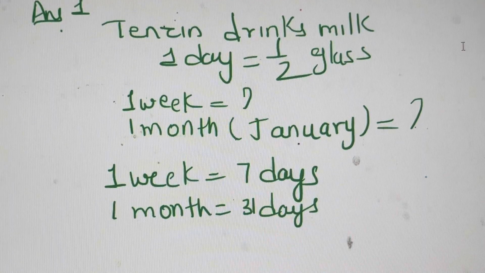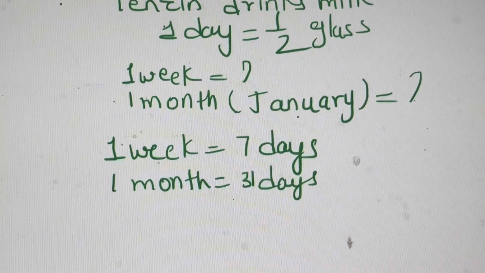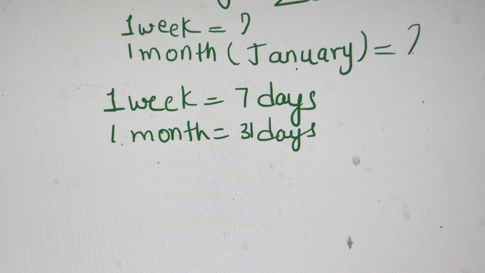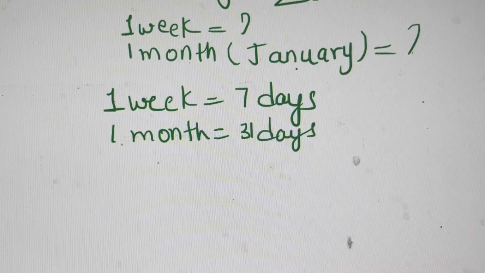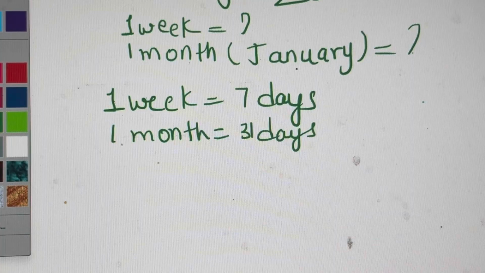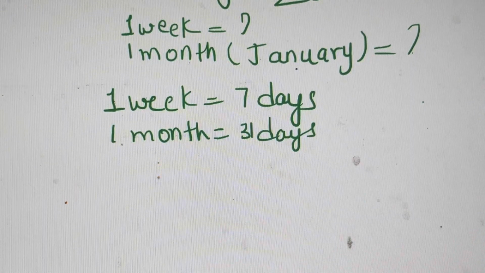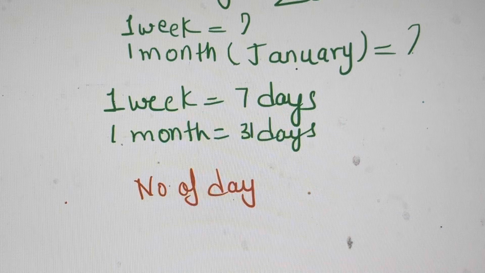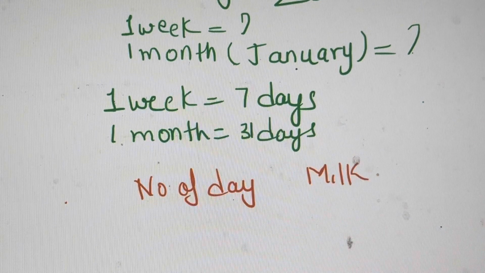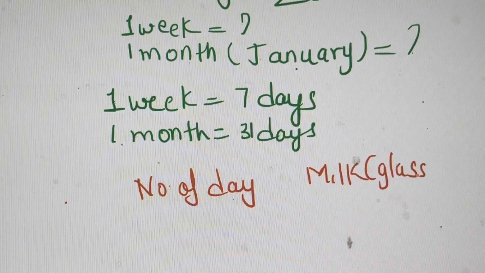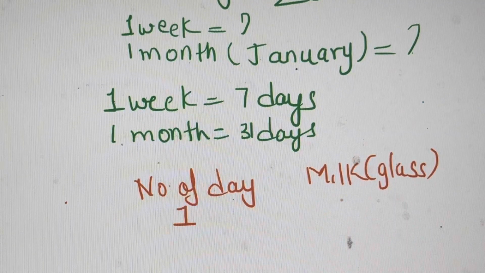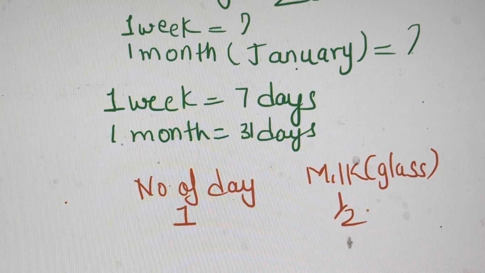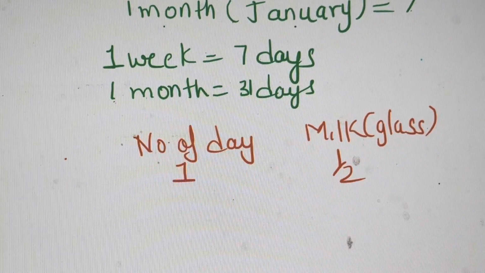Right, so now I told you the trick of keyword method. So what are the keywords here? The keywords are days and the glass of milk, right? So here it is number of days and milk. Now this is not in liter, it is glass, right? So in a day he is drinking half a glass of milk, right? So first we find out for 7 days, that is 1 week.